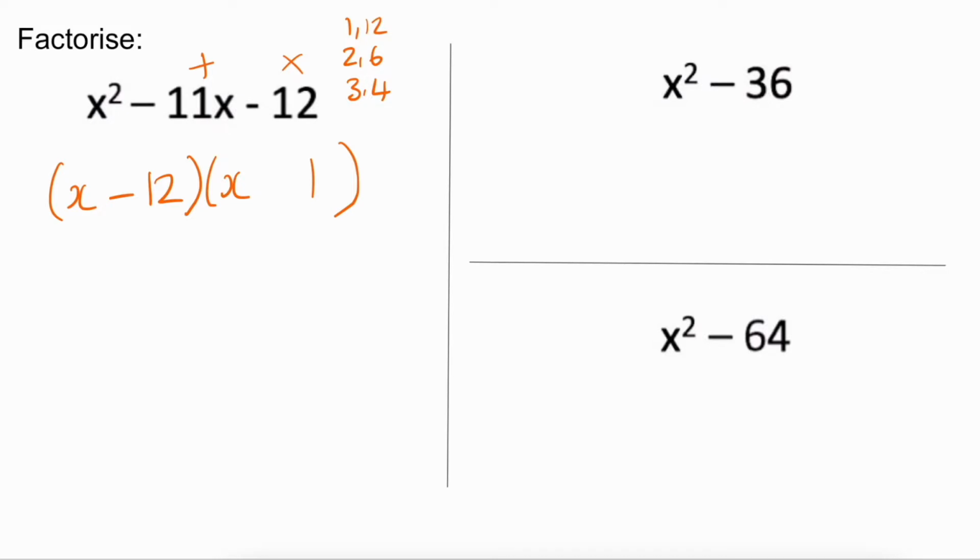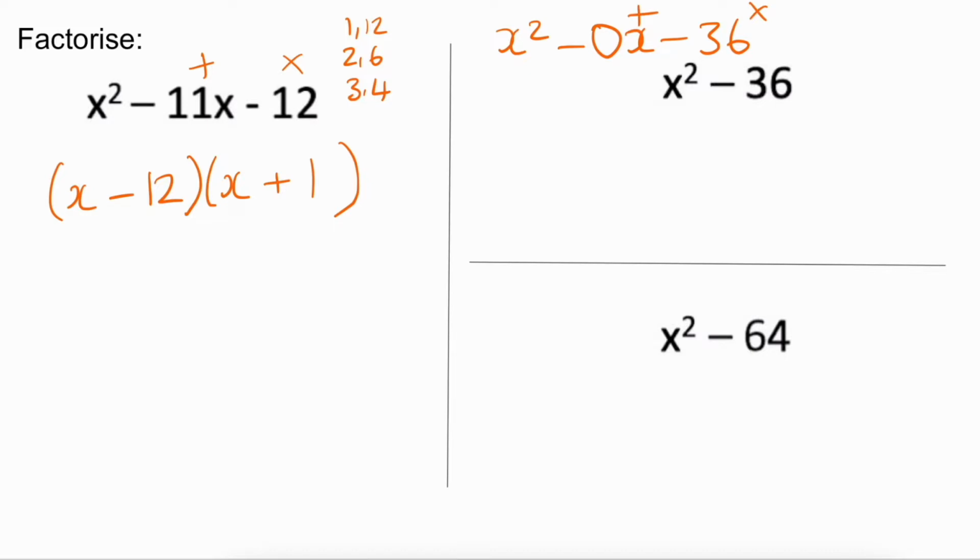So if I have minus 12 and then I add on 1, then I will get my minus 11x. Okay, so this is how we're going to factorize them. The next question is looking a little bit different because it's missing its middle term. So there's two things you can do here. You can either write it out in full and add in a 0x, and you're saying what times together to make this and adds together to make this.